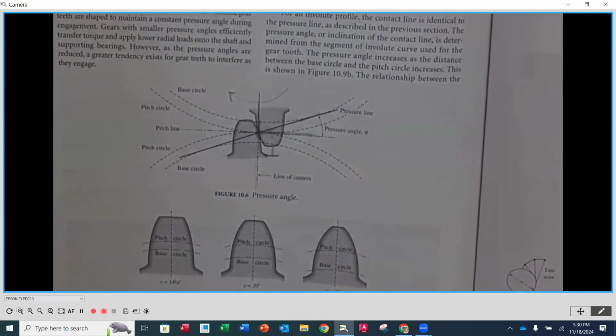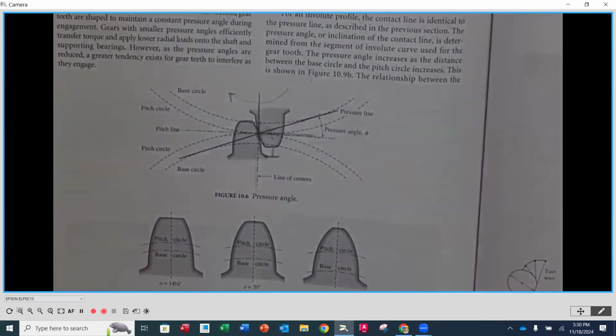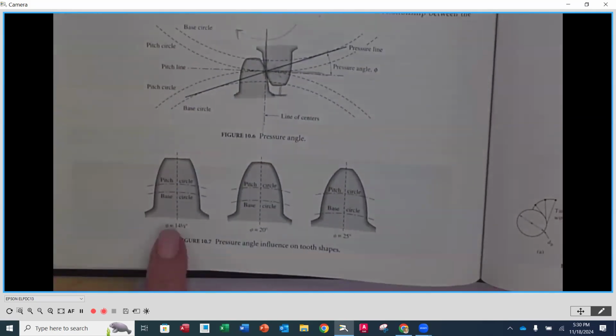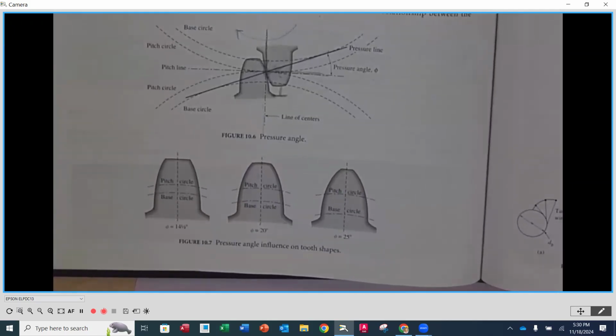Now, there are three pressure angles. The first pressure angle here we see is 14.5. We do not design anything new to 14.5, only replacement parts that are already out in the field. No new designs with 14.5, and I'll explain that in just a little bit. 20-degree is usually where we start everything. So a 20-degree pressure angle would be for new designs. It's probably the most common among industrial applications. And then we have the 25-degree pressure angle.